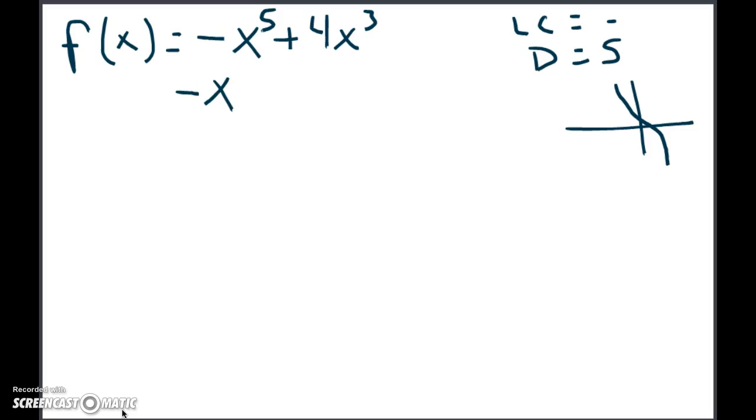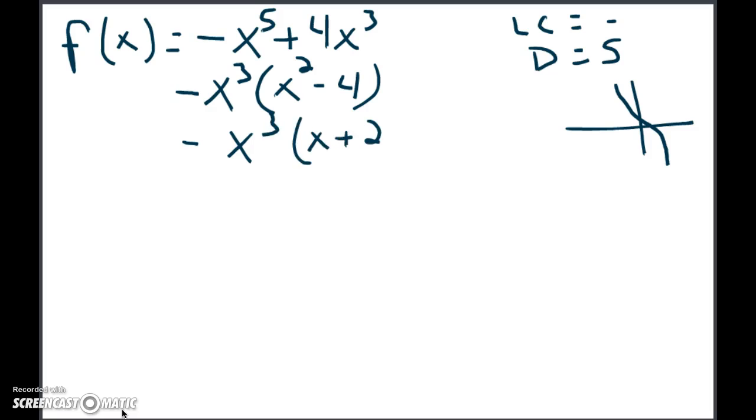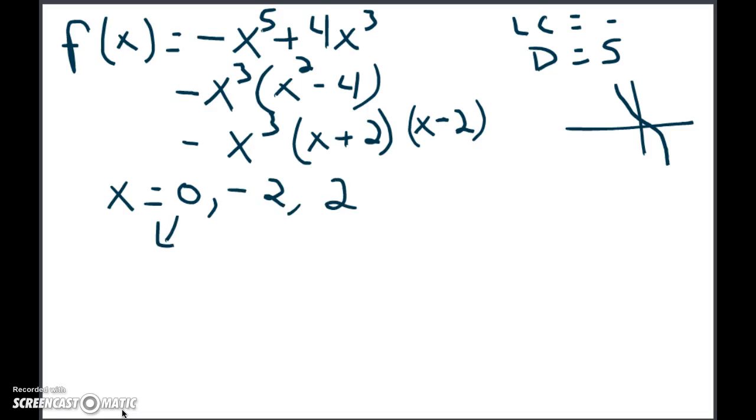If I factor it, I get negative x cubed times x squared minus 4. So I get negative x cubed times x plus 2, x minus 2. So my zeros are x equals 0, negative 2, positive 2. But this has odd multiplicity.